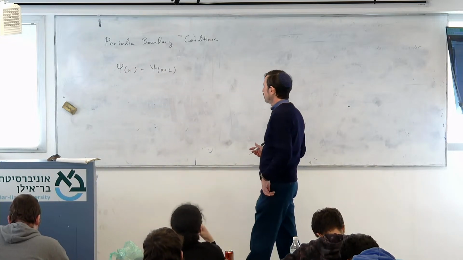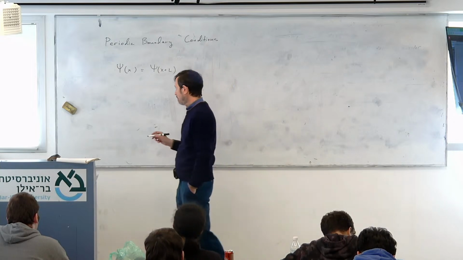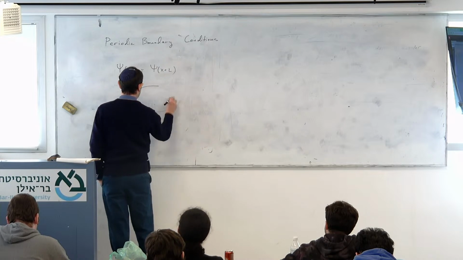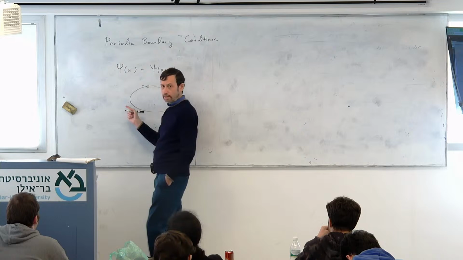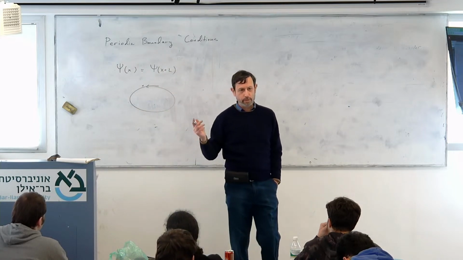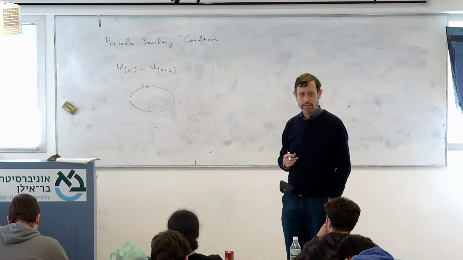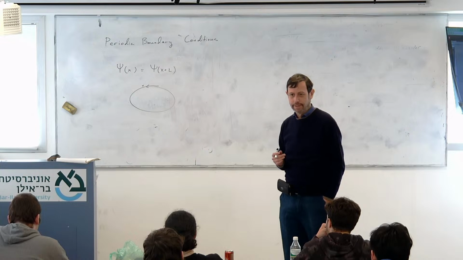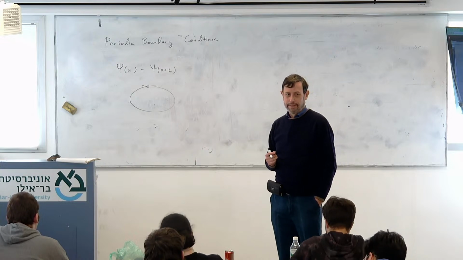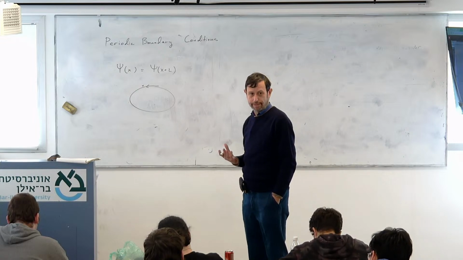And it's very easy to understand geometrically. This is the x coordinate; after going for a distance L on it, I'm back to the same position. So it's a ring. For two dimensions, it will be a torus.